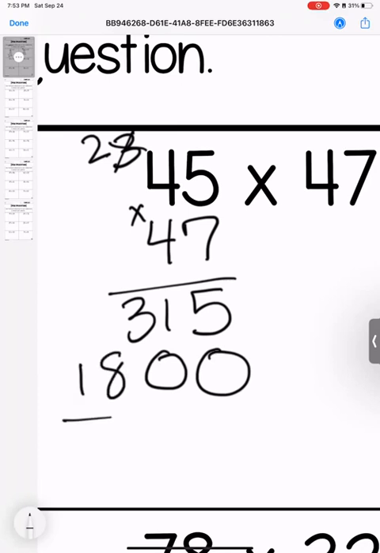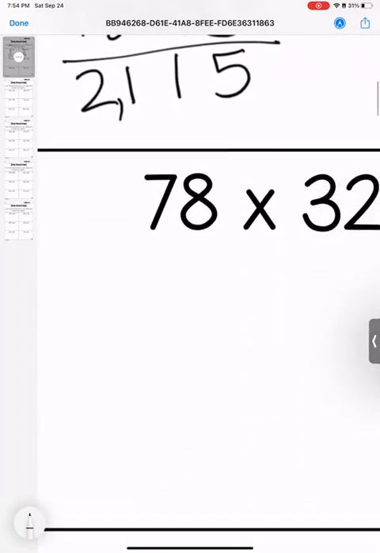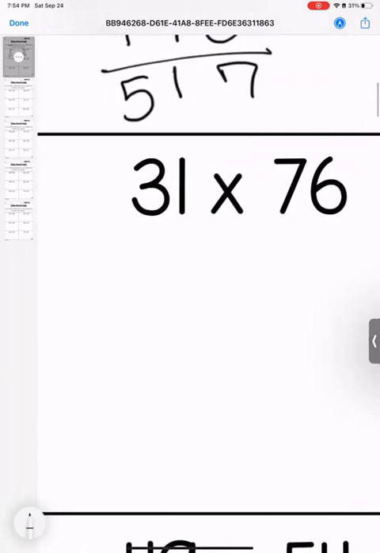Add 2 is 18. Add them up, make sure I'm lining up my place value. 5 and 0 is 5. 1 and 0 is 1. 3 and 8 is 11. 1 and 1 is 2. 2,115. Moving down to question number 3.